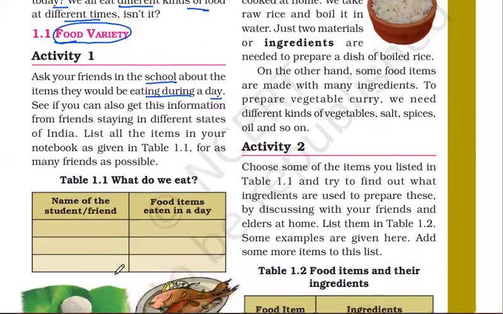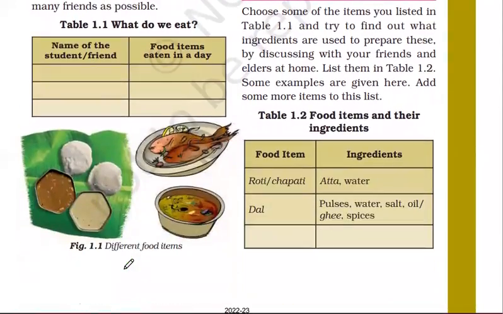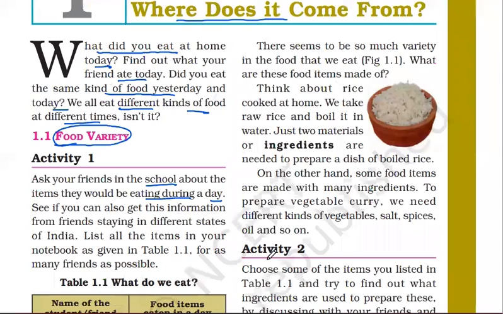Okay, so let's make a table. What do we eat? You can write down the name of your friend and the food items eaten in a day. Why are we doing so? To see the variety of foods. क्यों कर रहे हैं हम ऐसा? So that we can observe the different varieties of food. For example, here you can see idli, chutney, sambar, fish is there, and then dal is there, right? Isn't it? So you can see there is very much variety in the food that we eat, right?